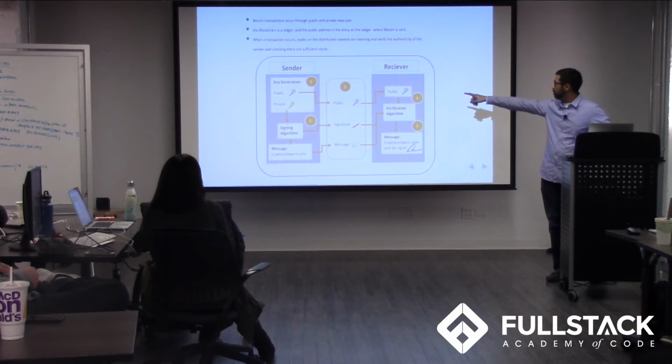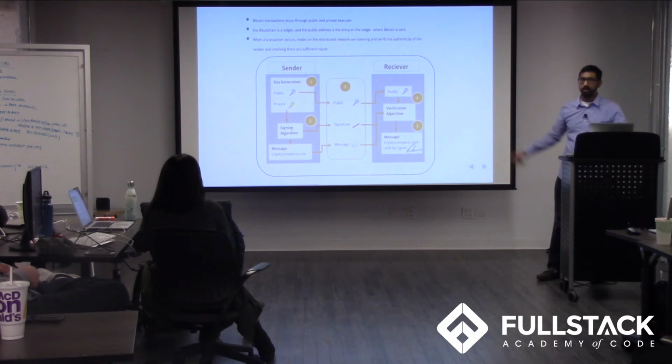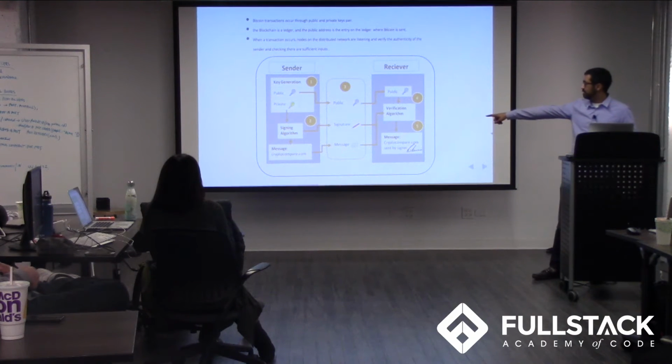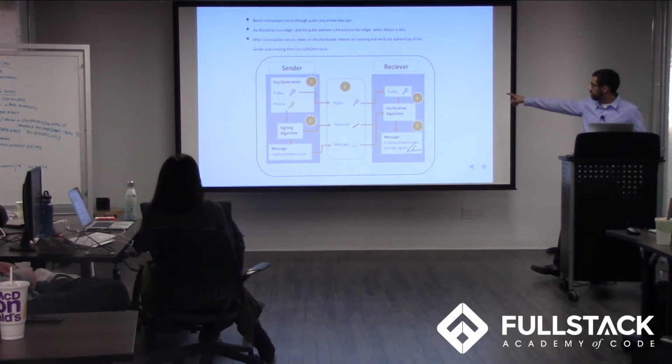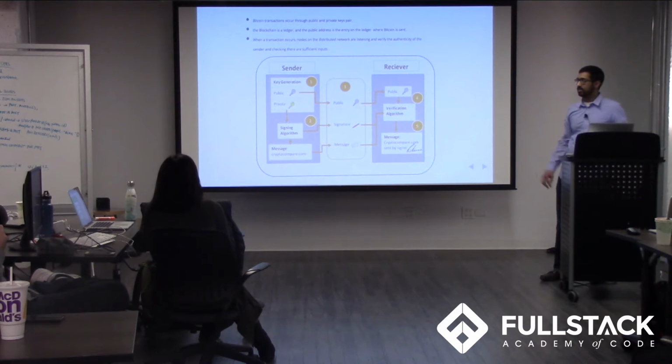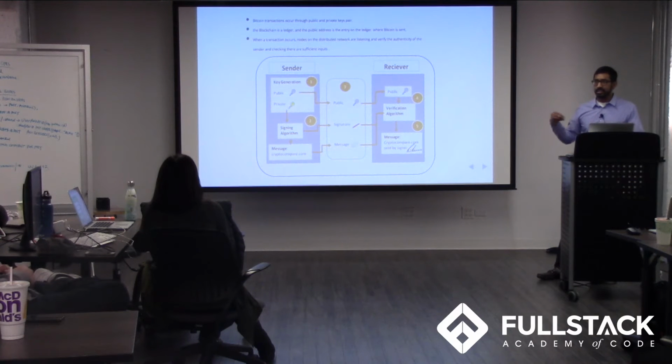The way Bitcoin is sent is the private key is passed through a signing algorithm along with the details of a transaction, which is the message. Those form a digital signature, and that digital signature, when combined with the public key, can be passed through a verification algorithm, so the nodes in the network can verify that indeed the private key associated with a certain public key was used to generate the output, and that the public key had sufficient funds in it.